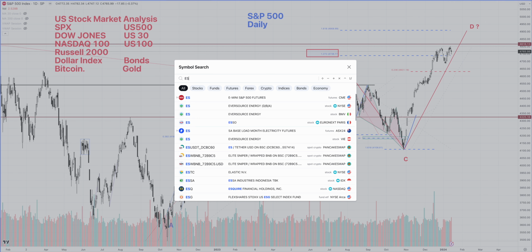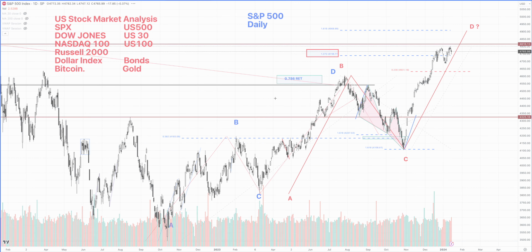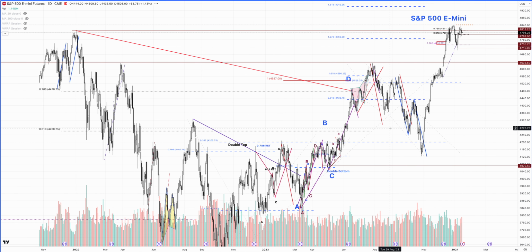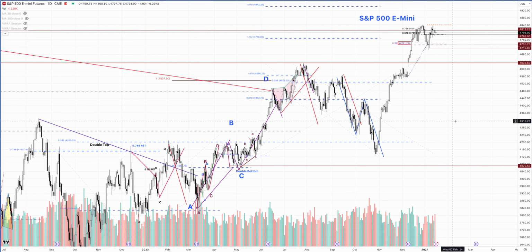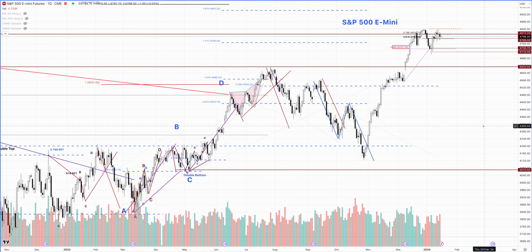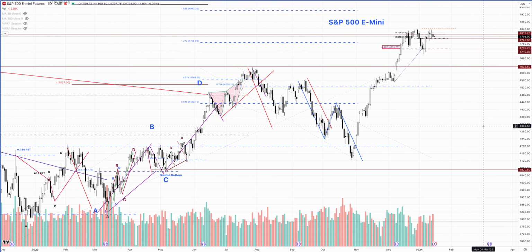Now let's take a look at the ES E-mini futures. So here we go. Here you can see it did make a new all-time high. In the cash it didn't do that, but in the futures it did. Again, a sideways market today, but quite a fair amount of selling pressure came in today on an intraday basis in this market as well.